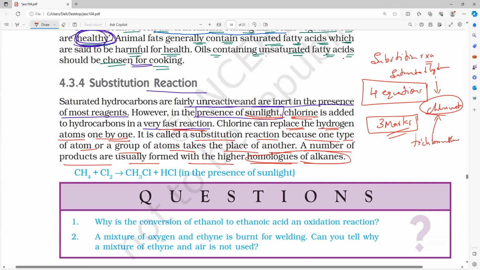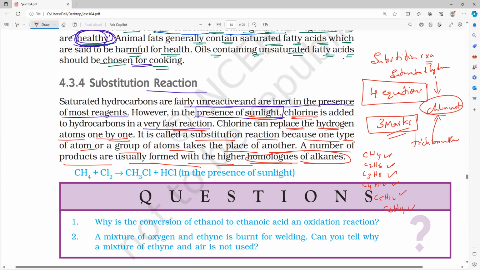What is the higher homologous of alkane, Mitakshri? CH4, next one C2H6, next one C3H8, next one C4H10, next one C5H12. Methane, ethane, propane, butane, pentane and hexane. So this is what is usually formed with a higher homologous series.